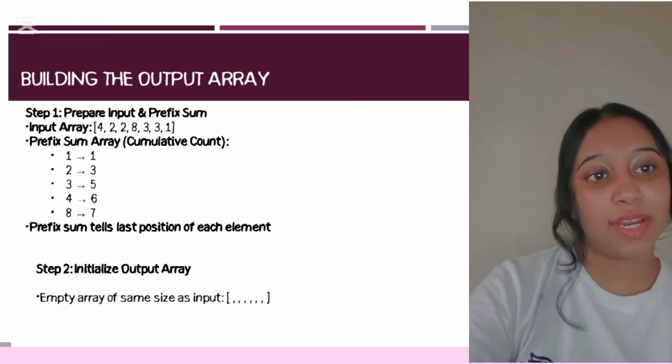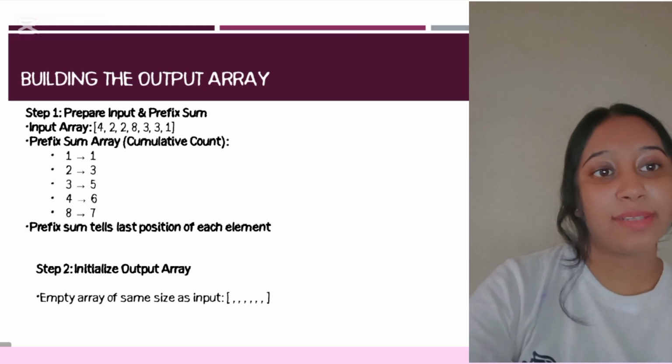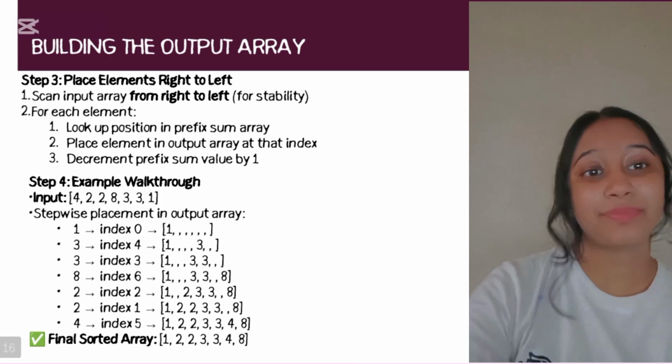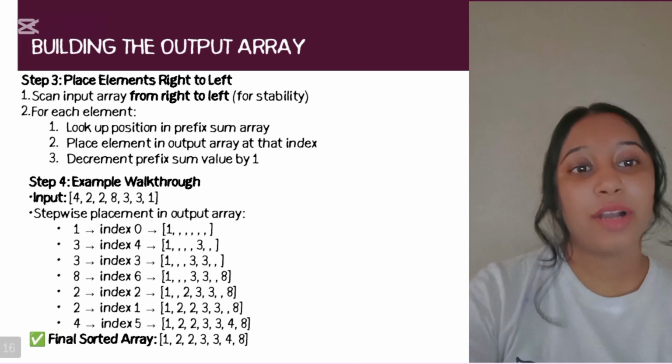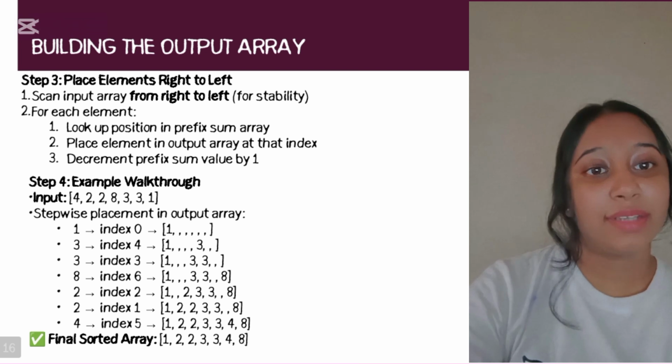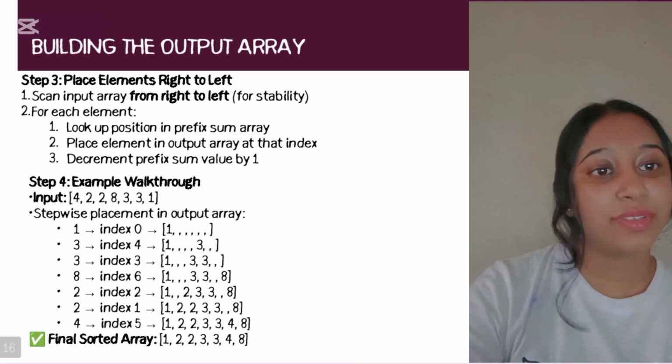Step 2, initialize the output array. Create an empty array of the same size as the input array. Step 3, place elements from right to left. We scan the input array from right to left to maintain stability. For each element, first look up its position in the prefix sum array. The second one is place it in the output array at that position. The third one is decrease the prefix sum value by 1.